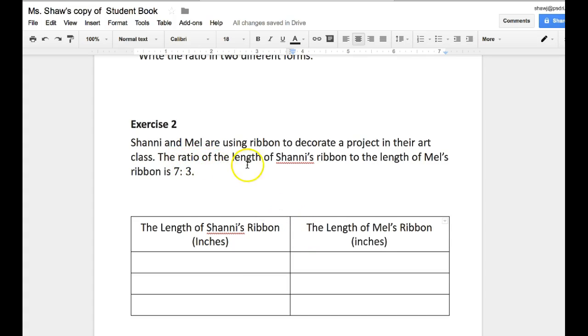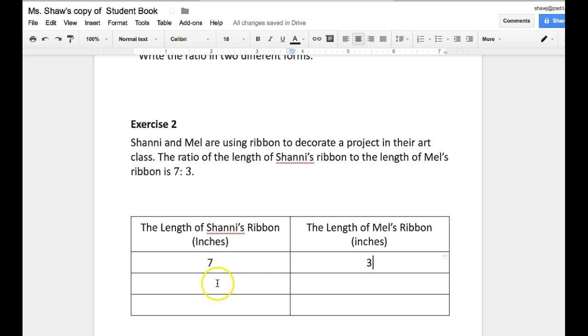Remember that the length of Shani's ribbon to the length of Mel's ribbon is 7:3. Shani's ribbon came first, so our first number under Shani's ribbon is 7. And Mel's ribbon came second, so that's where the 3 comes from. So before we do a tape diagram, we're doing a table here. If Shani has 7 inches, then Mel would have 3 inches.